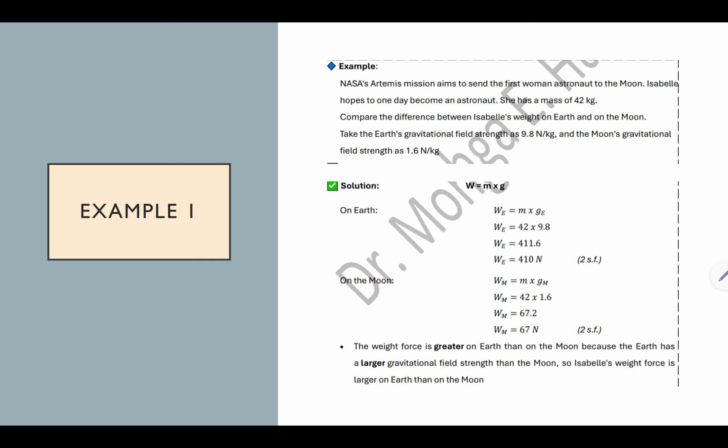Here's the answer. As you can see, on Earth, the weight is 410 newtons in two significant figures, and on the Moon, the weight is 67 newtons in two significant figures. Conclusion: the weight force is greater on Earth than on the Moon because the Earth has a larger gravitational field strength than the Moon, so Isabel's weight force is larger on Earth than on the Moon.